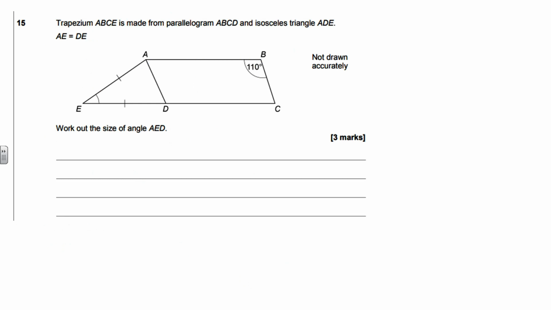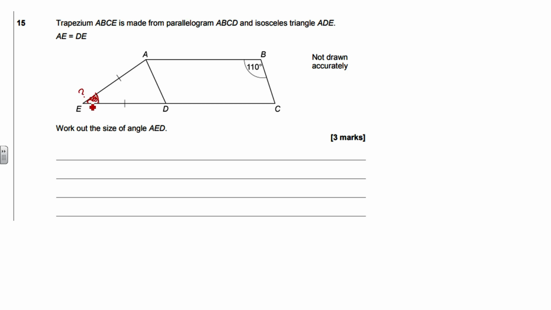So here we've got question 15. We'll start with the problem solving now. Trapezium ABCE is made from a parallelogram ABCD and the isosceles triangle where AE is equal to ED. Work out the size of angle AED. So that's this angle they've marked here. I've got to work out what that is.